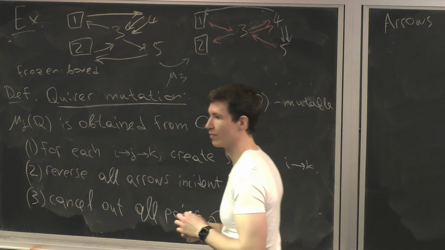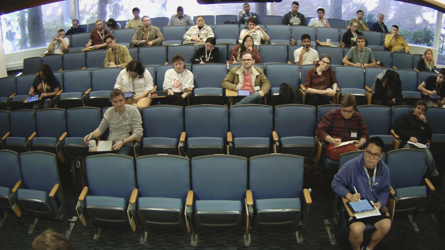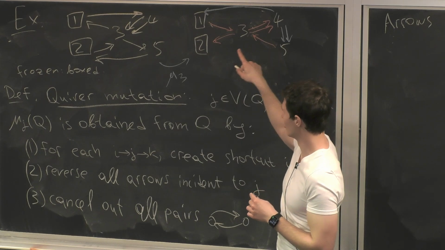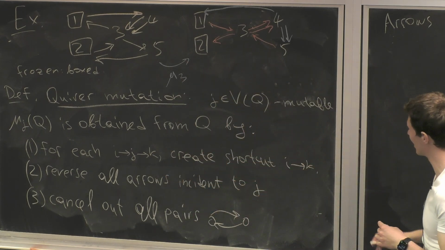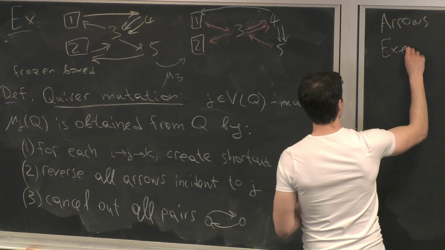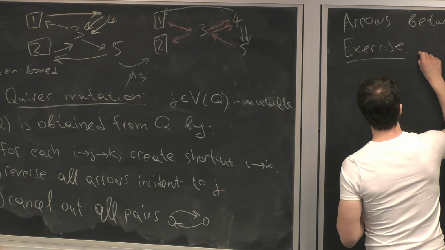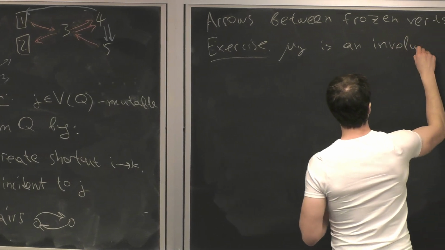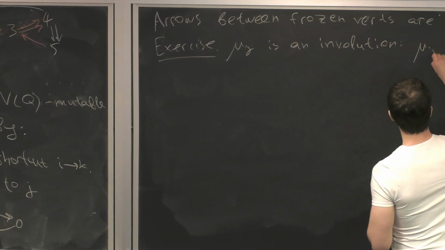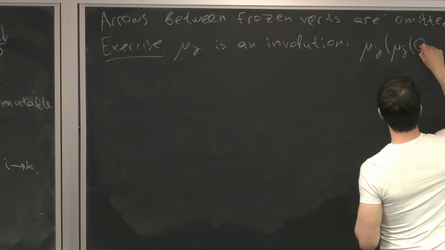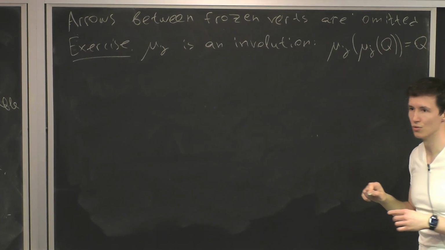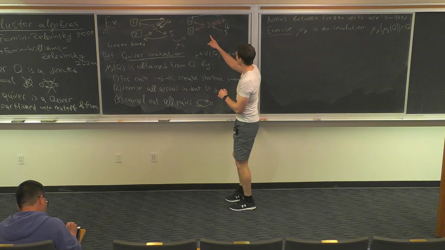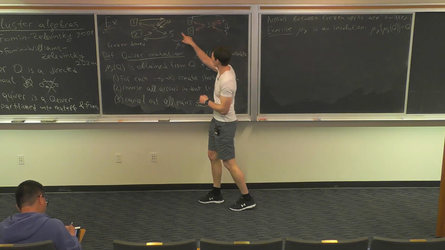So if you keep mutating at the same vertex, does it sort of stabilize? Oh, nice. Great question. So what happens if I mutate at the same vertex again? I'm going to go back. It's actually a very non-obvious fact from this. So it's maybe an exercise. Mutation is an involution. Mu j of mu j of Q is Q. So if you like, you can try to mutate this one again, and hopefully you're going to get back here.